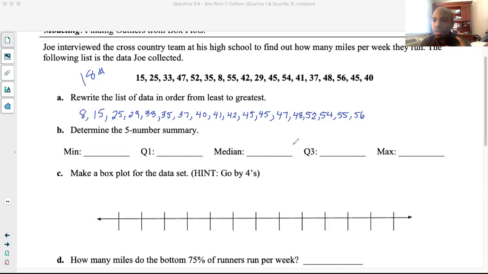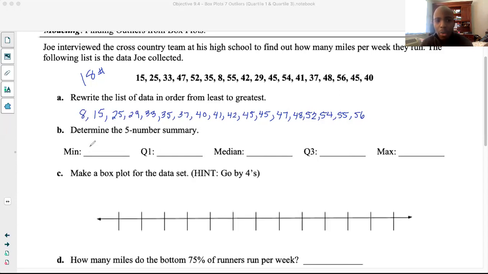After you write them from smallest to largest, now we have to identify what's the minimum, what's quartile 1, median, quartile 3, and max. And if you've been doing the work up until this point, that shouldn't be too complicated for you. You should have an understanding like, okay, I remember what the quartiles are. But I'm going to refresh you to make sure we're all on the same page.